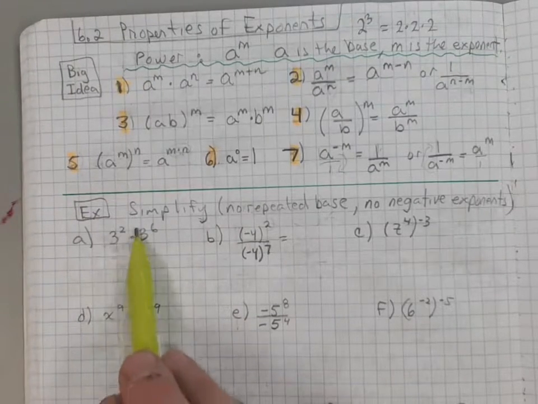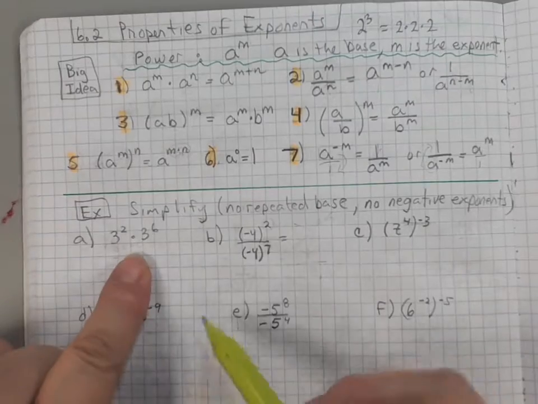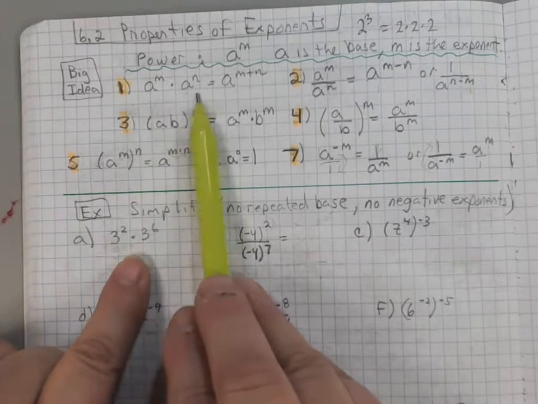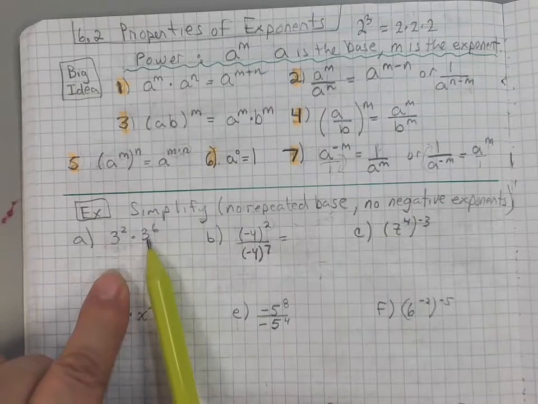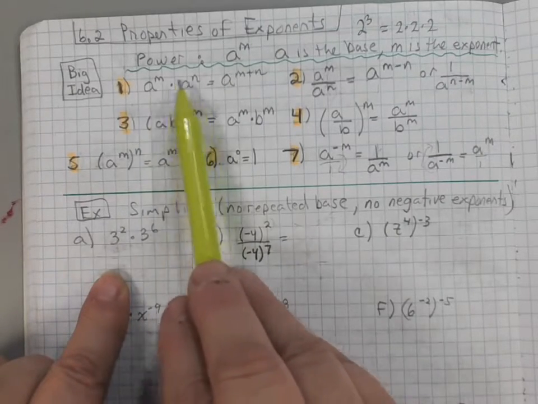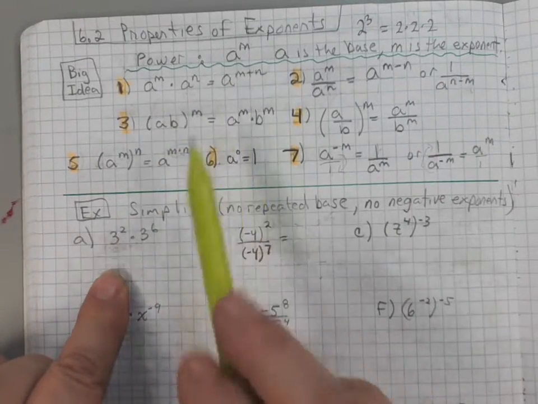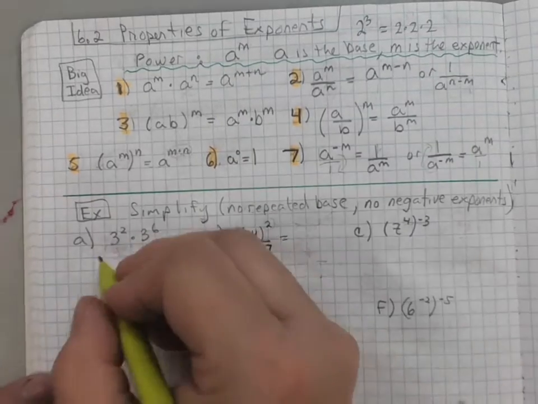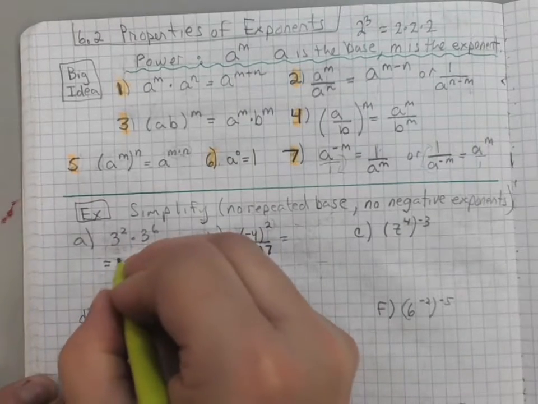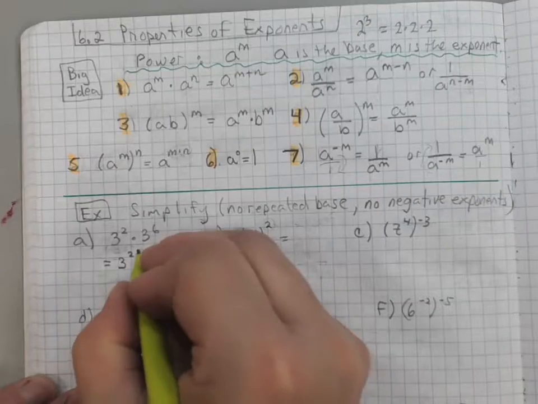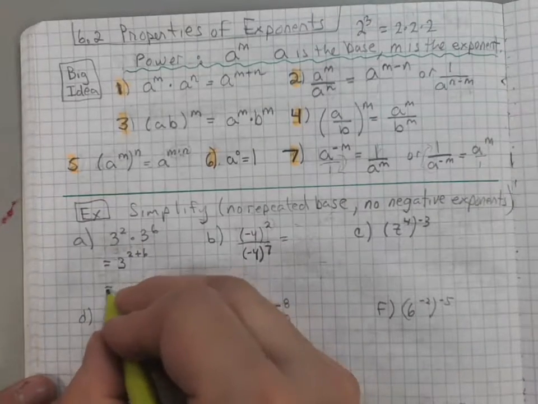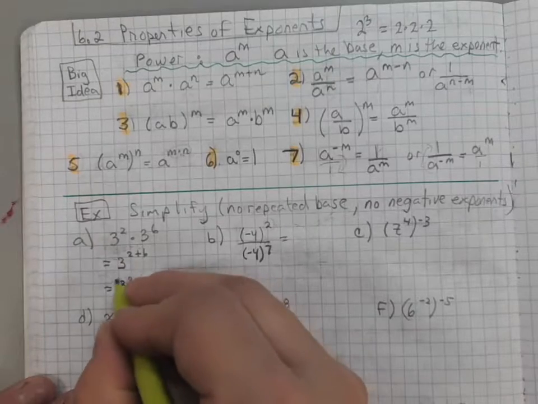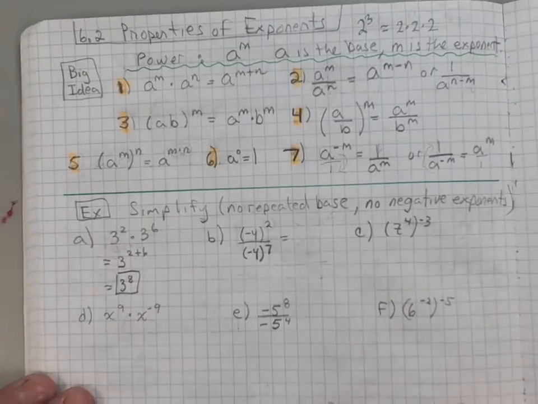Example A says 3 squared times 3 to the 6th power. Well, what does that most look like? We have like bases, both are 3's in our problem, and so we're using this rule. We're going to add these exponents. So this simplifies to 3 to the 2 plus 6. And then you simply add those and you are done. So 3 to the 8th. And that is our answer.